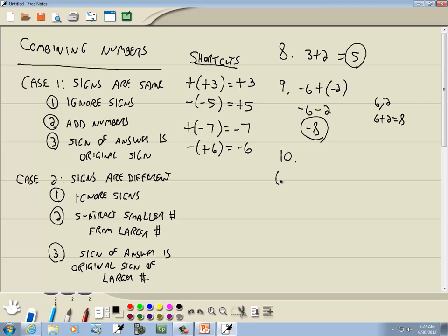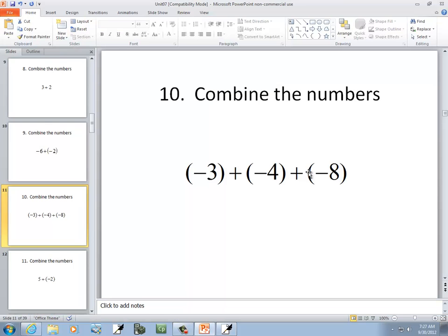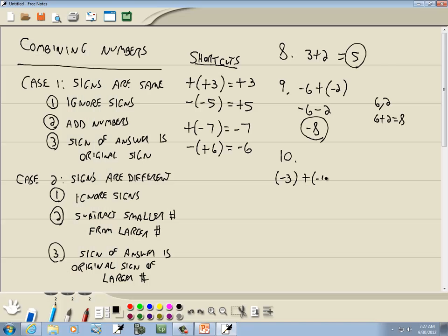Let's take a look at this one. Got negative 3 plus negative 4 plus negative 8. Well, this first set of parentheses isn't doing anything, so we can drop that. This second one, we got plus, parentheses, minus. That becomes a minus from this shortcut. Plus parentheses minus here becomes a minus.